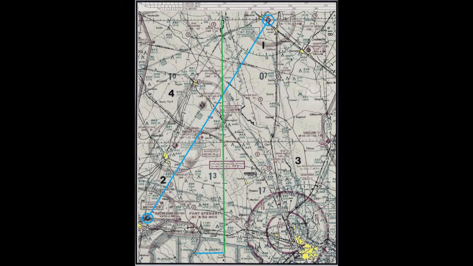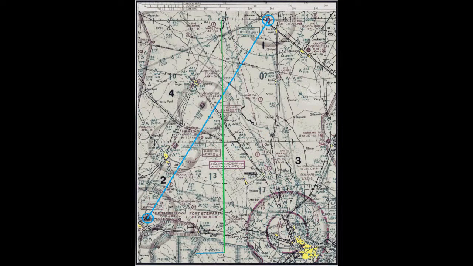Each notch is 1 nautical mile, because 1 minute of latitude is 1 nautical mile. And in each quadrant, there are 30 nautical miles. So if we count down how many notches we have in the green line, we end up with 57. So we have a 57 nautical mile distance.